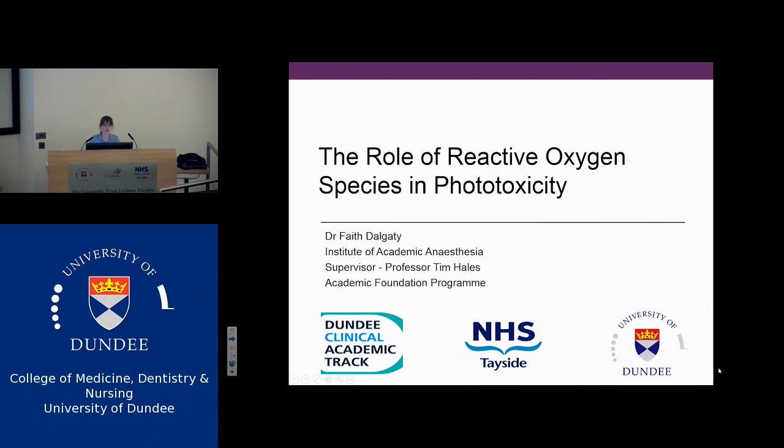Phototoxicity is important in clinical medicine. It's involved with a number of adverse drug reactions. It is a phenomenon that's associated with the pain and burning and blistering reactions in porphyria, and also the phototoxicity can be utilised in photodynamic therapy to its advantage, where cells are targeted and killed by light therapy.